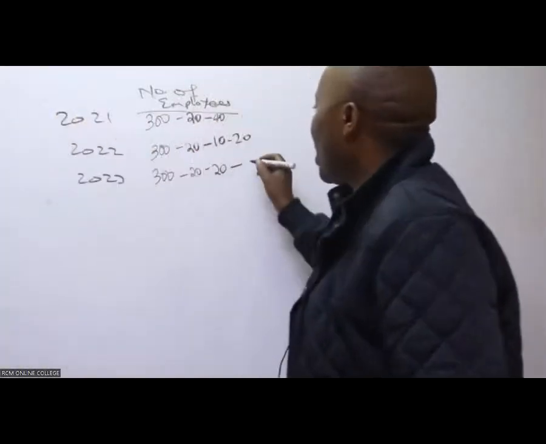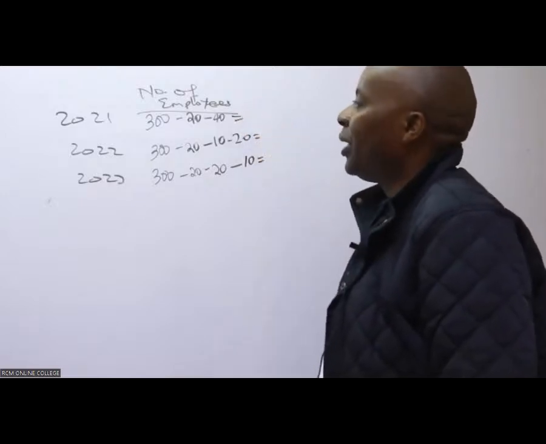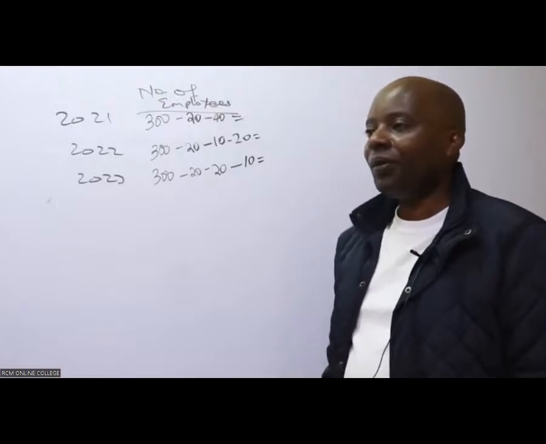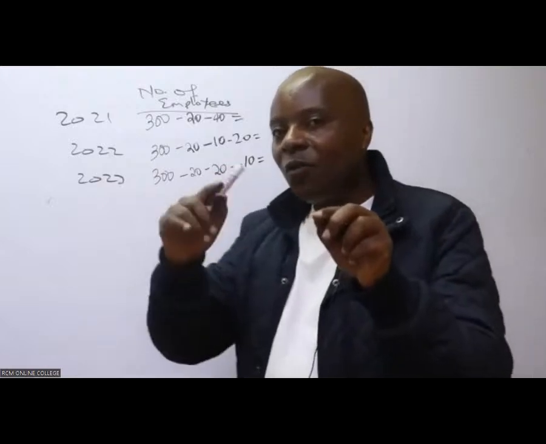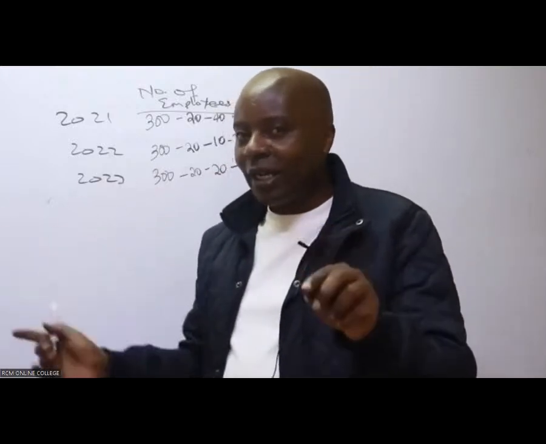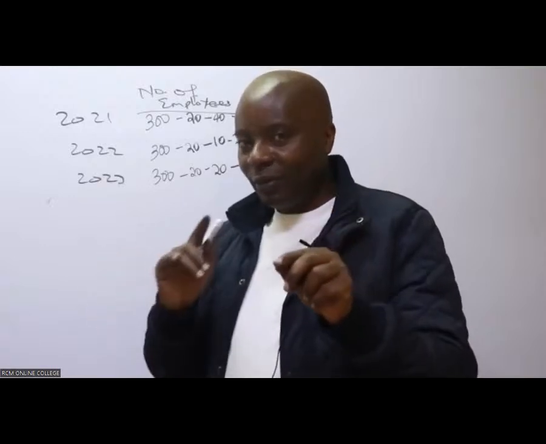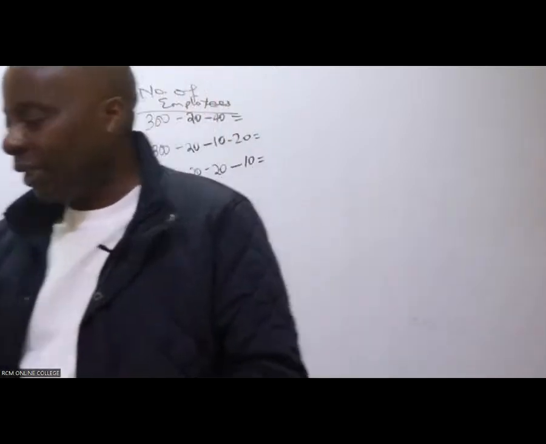10 left. So could you kindly give me these numbers? Give me the numbers. So 2021, what do we have there? When they give you the actual, and then they tell you further, you must deduct. You must deduct actual left minus the further. Further means more to leave.